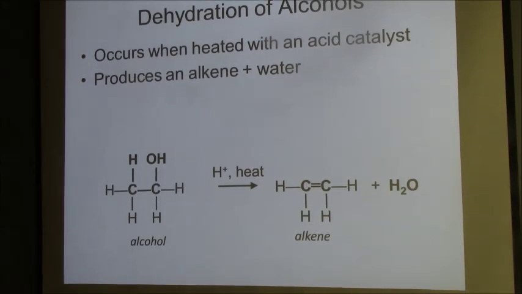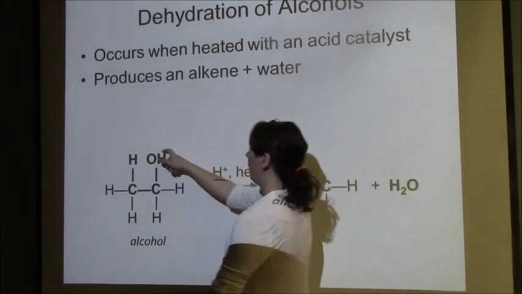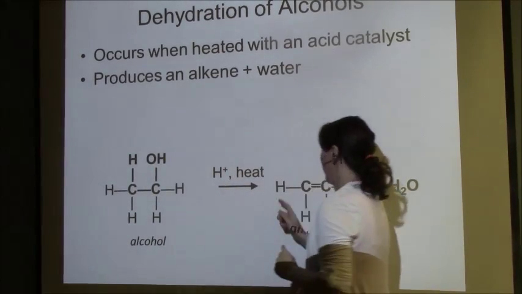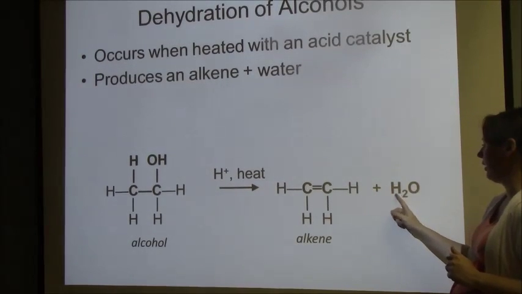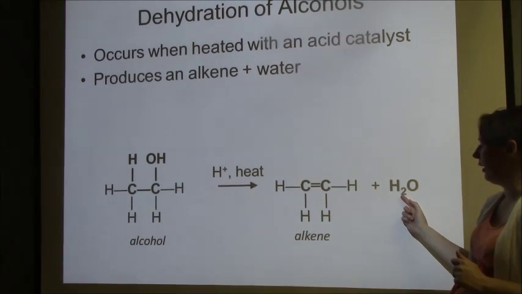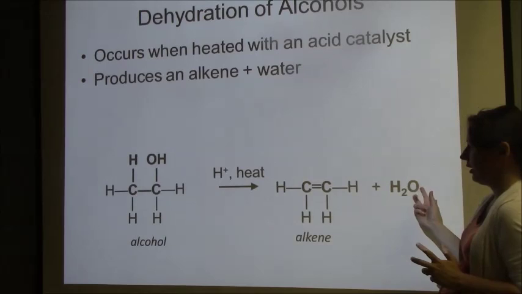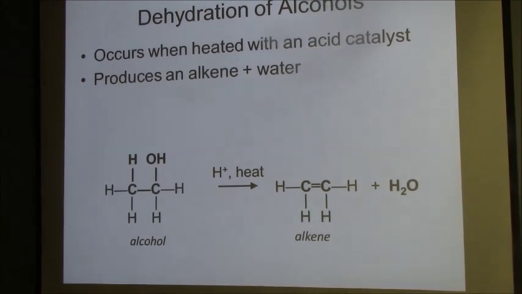When we dehydrate an alcohol, we need heat and we need acid as catalysts. So we need to write over the arrow H plus and heat. Okay, we need some sort of catalyst to get this reaction going. And what we do is we're removing the OH and we're removing this hydrogen and we're forming a double bond. So our other product is water. So make sure that you put plus H2O as your product so that we're obeying the law of conservation of mass.